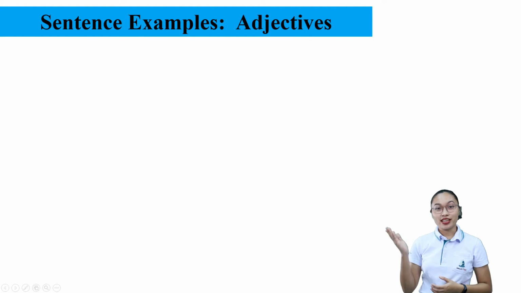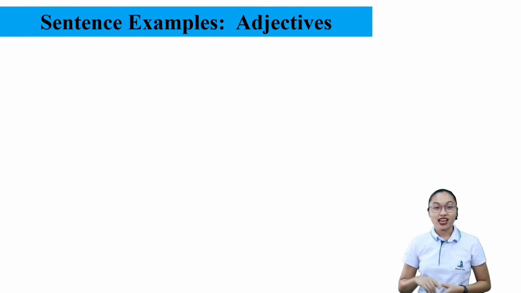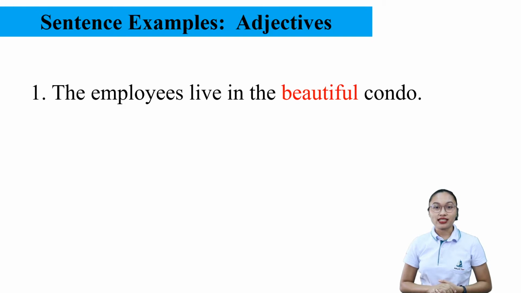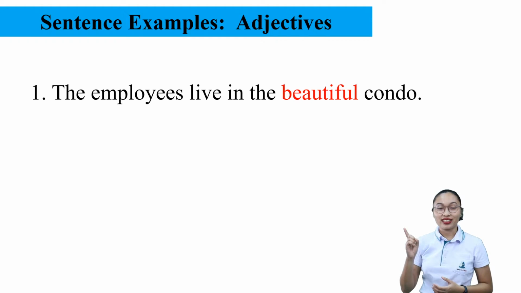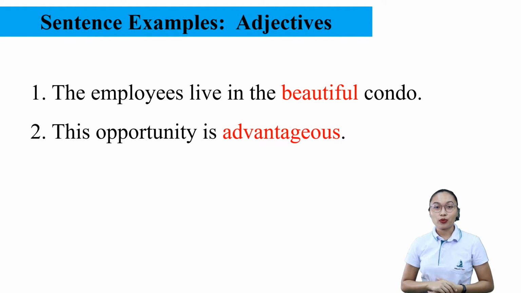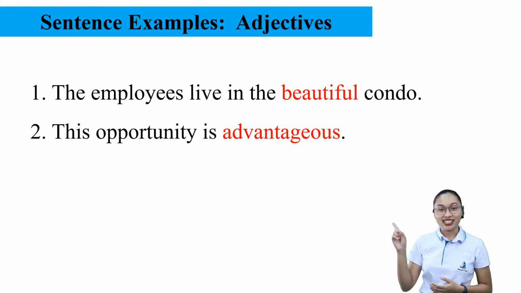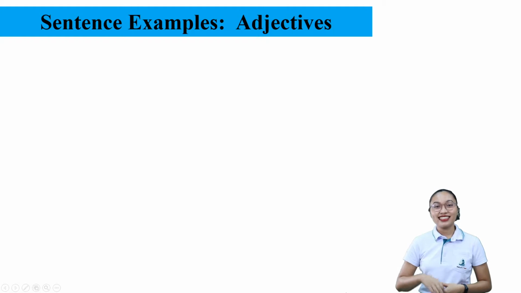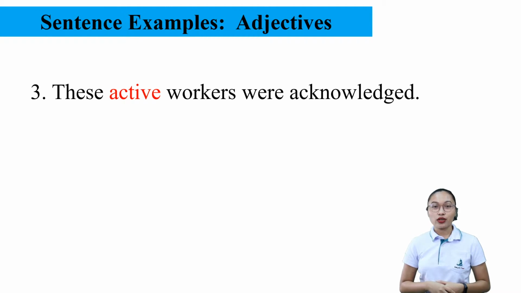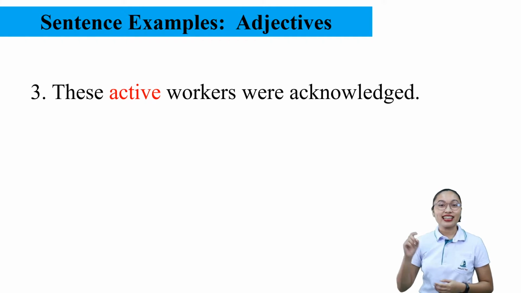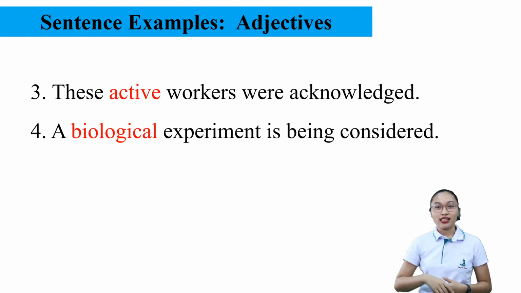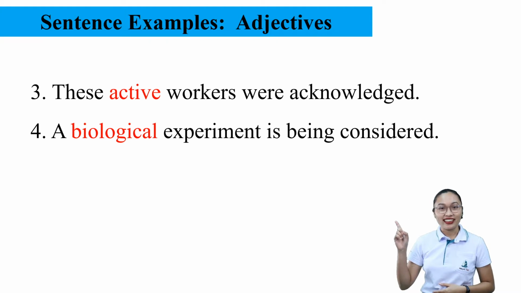The following are sentences which contain adjectives. Number 1. The employees live in a beautiful condo. The adjective is beautiful. Number 2. This opportunity is advantageous. Our adjective is advantageous. Number 3. These active workers were acknowledged, and the adjective is active. Lastly, number 4. A biological experiment is being considered. Biological is the adjective.